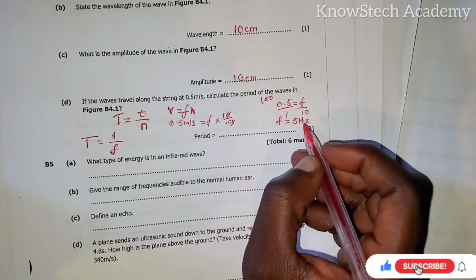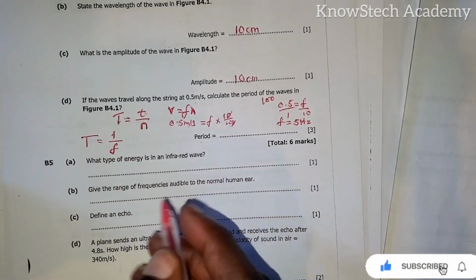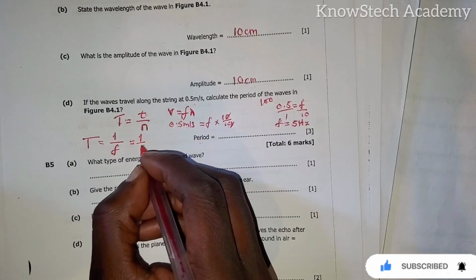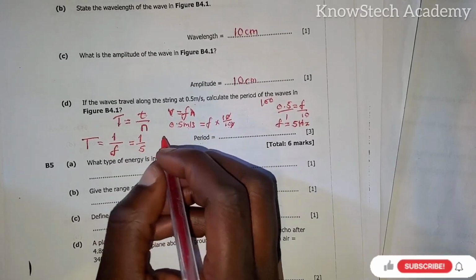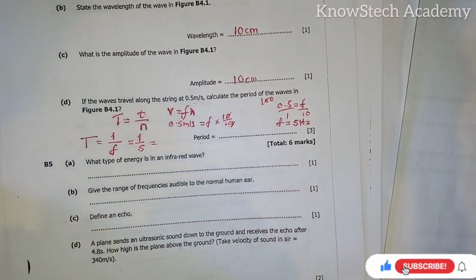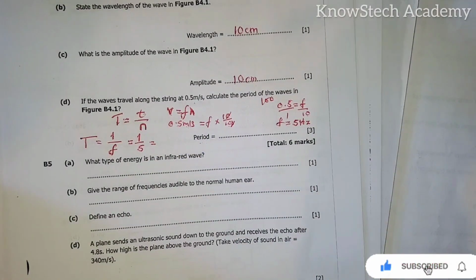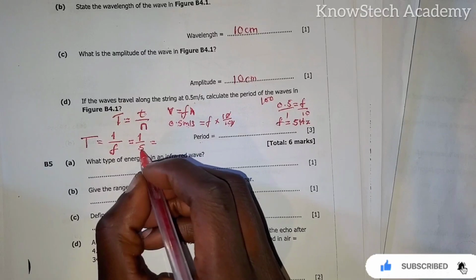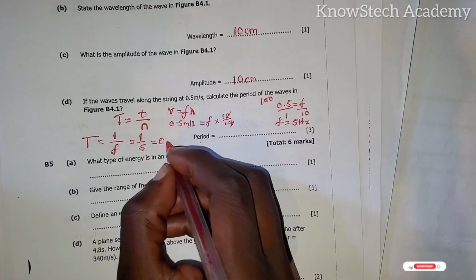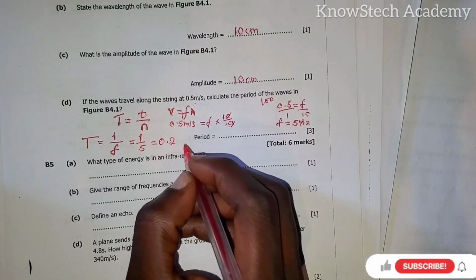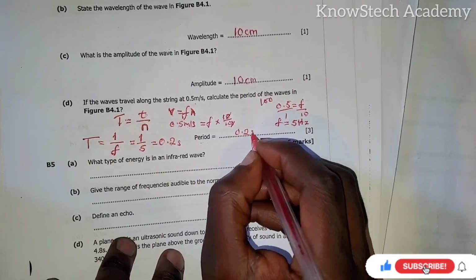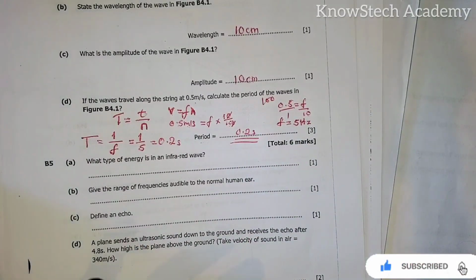Now that we have found frequency, we can use this formula to find period. 1 over frequency, which is what? 1 over 5. Now, when you divide here, 1 divided by 5 is 0.2. So here you can just write 0.2 seconds. That is the period.